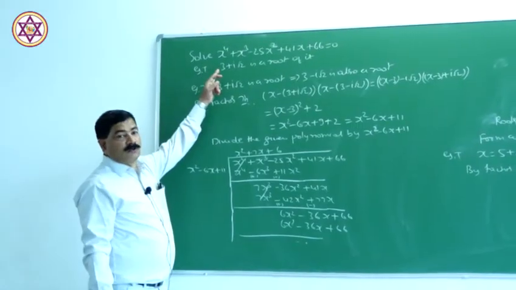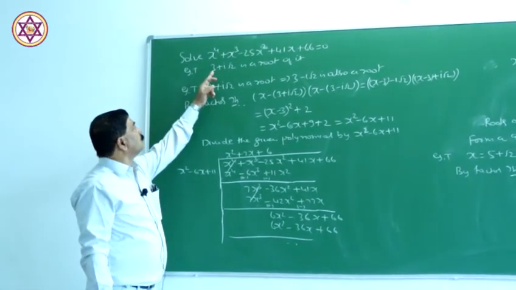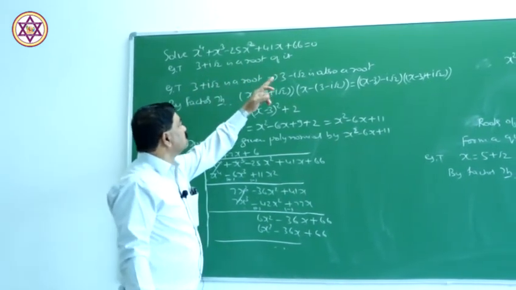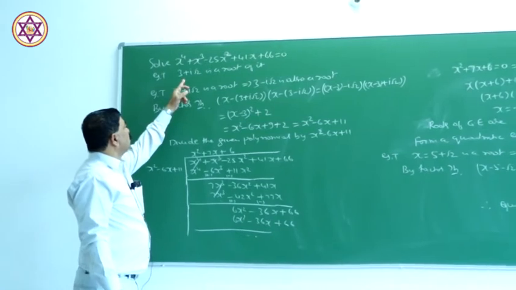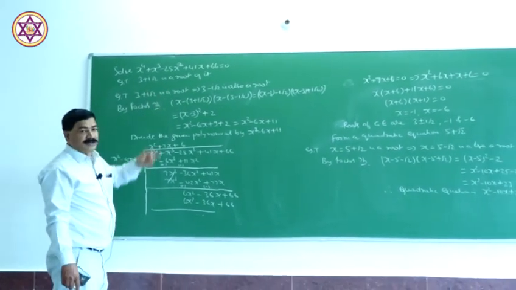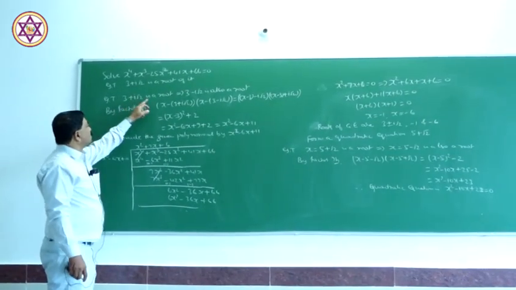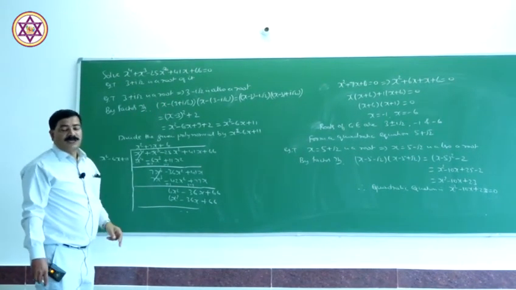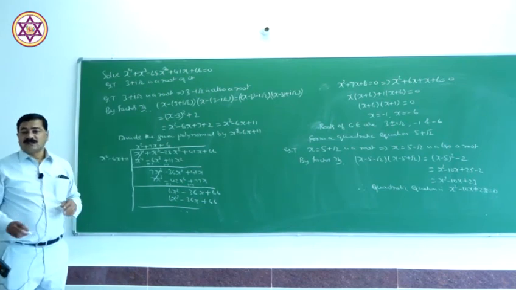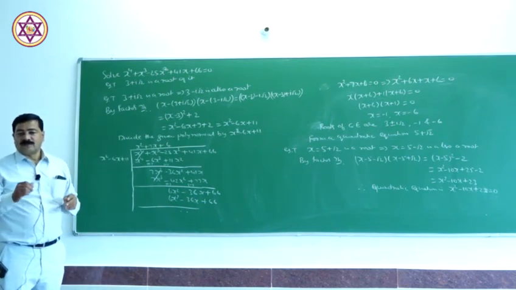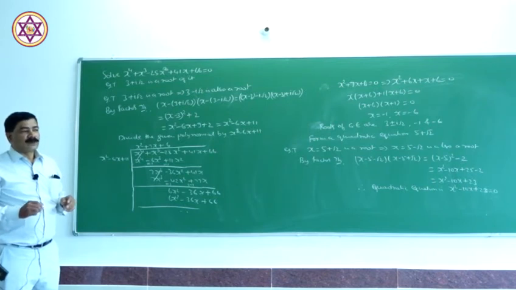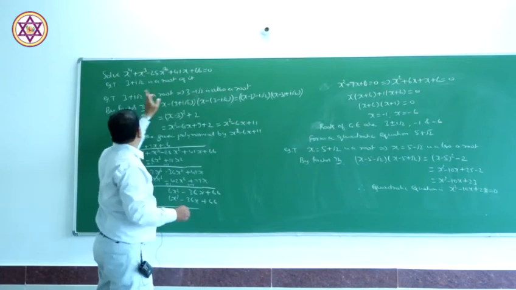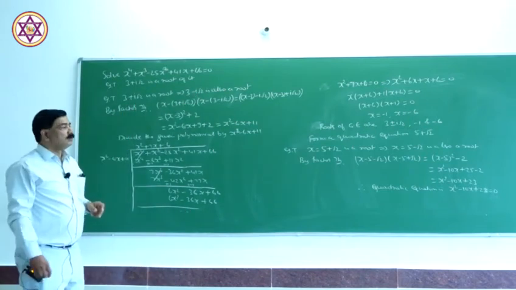That is all. Solve x to the power 4 plus x cube minus 25x square plus 41x plus 66 is equal to 0, given that 3 plus i root 2 is a root of it. 3 plus i root 2 is a root, so 3 minus i root 2 is also a root, because complex roots occur in conjugate pairs. Here 3 minus i root 2 is the conjugate of 3 plus i root 2.